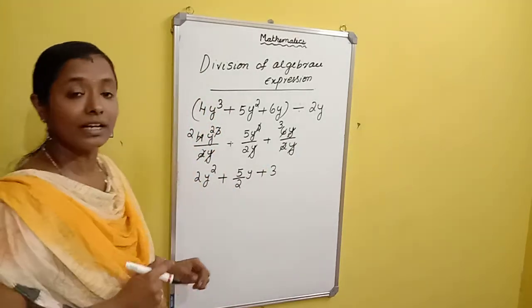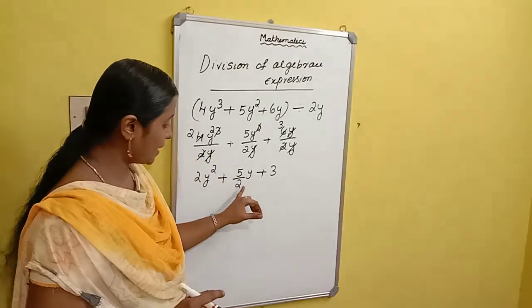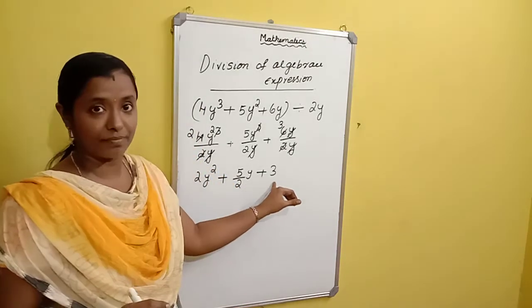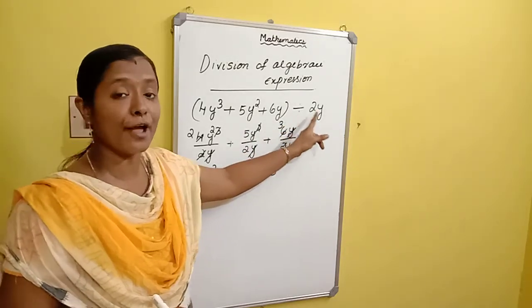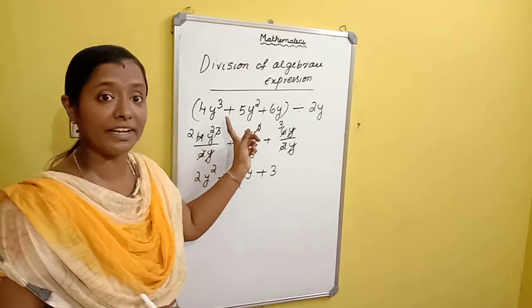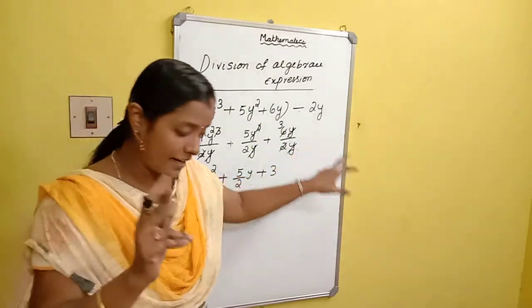This is our required answer, clear? 2y square plus 5 by 2 y plus 3. That means one algebraic expression divided by a monomial means we divide each term by that monomial. Clear? Next one.